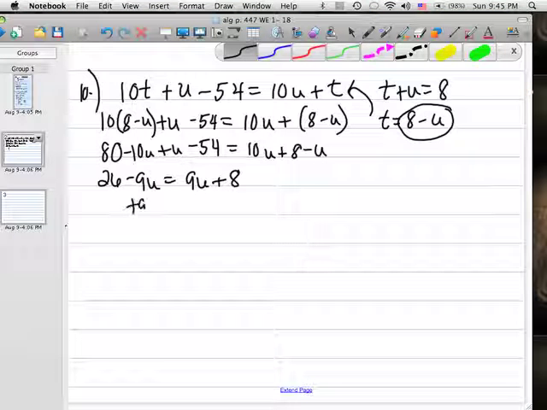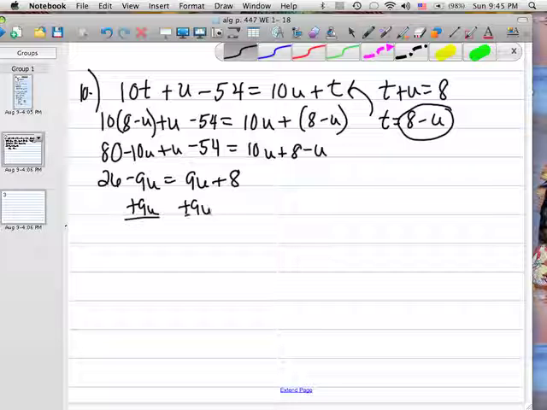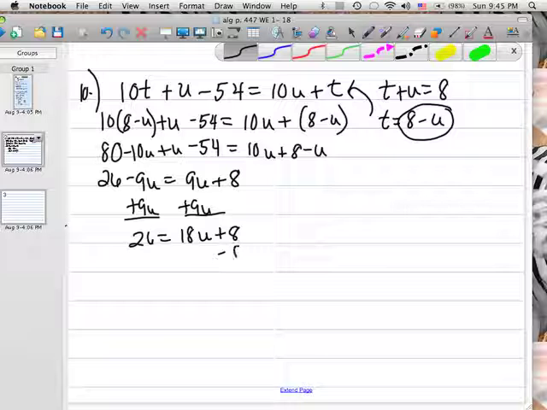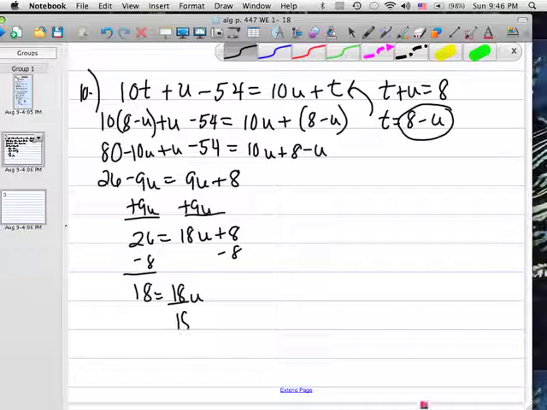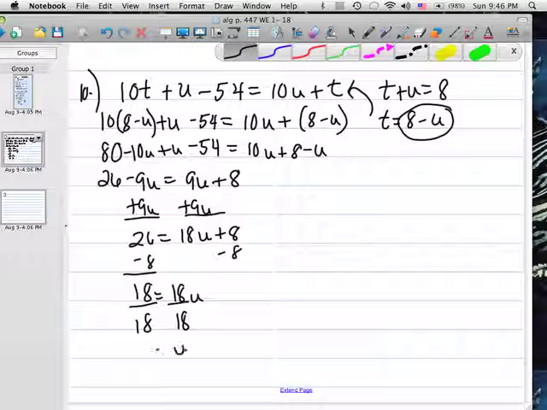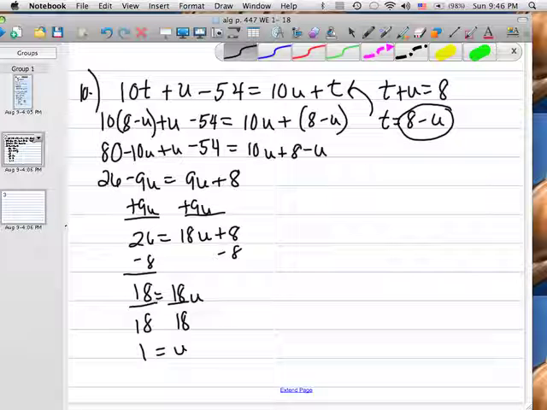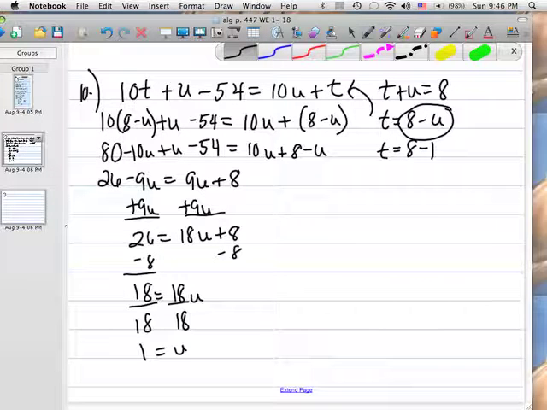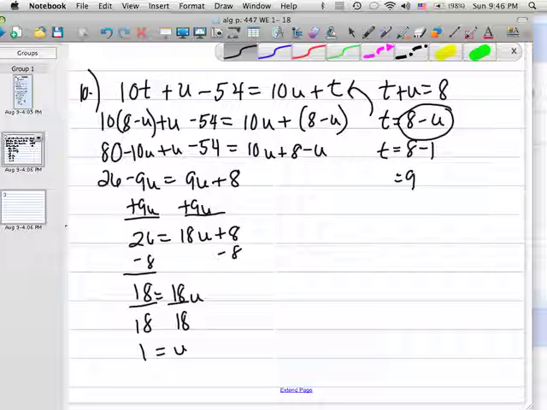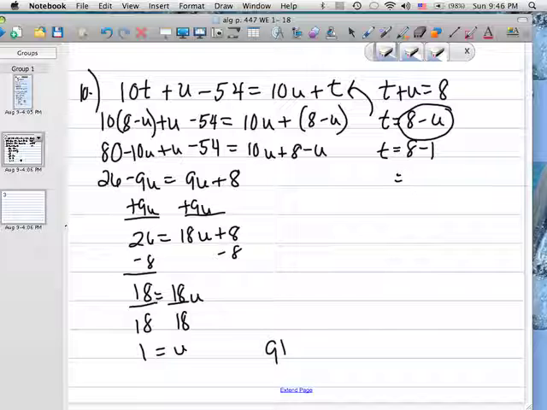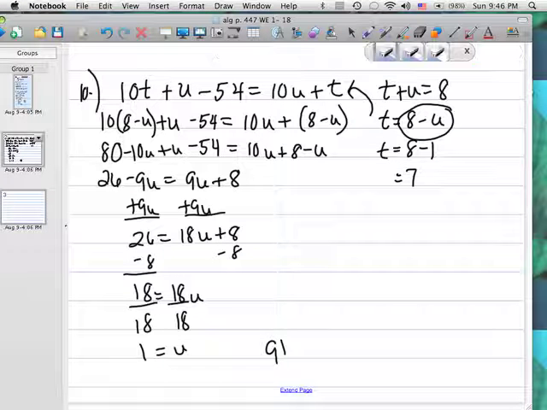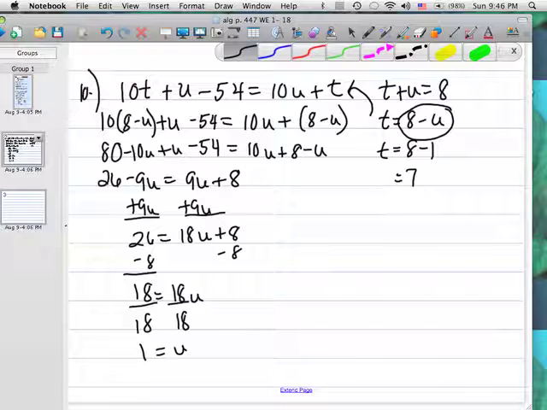So I'm going to add 9u to both sides to get my variable on one side. I get 26 equals 18u plus 8. Subtract 8. I get 18 equals 18u. Divide by 18, and I find out that my units digit is 1. Plug that back in here. The tens digit is 8 take away 1, which is 7. So the tens digit is 7, and the units digit is 1, so my number is 71.